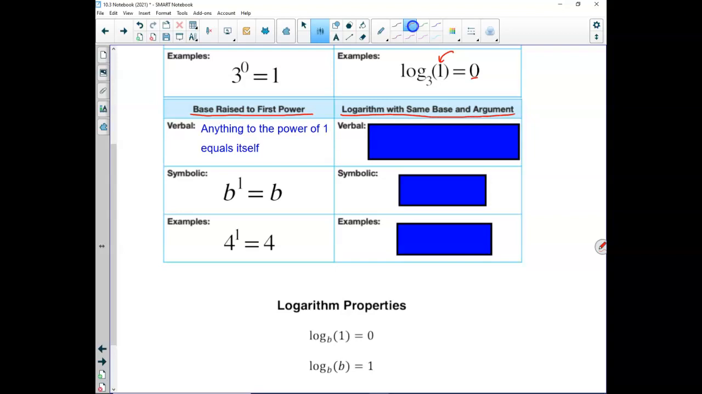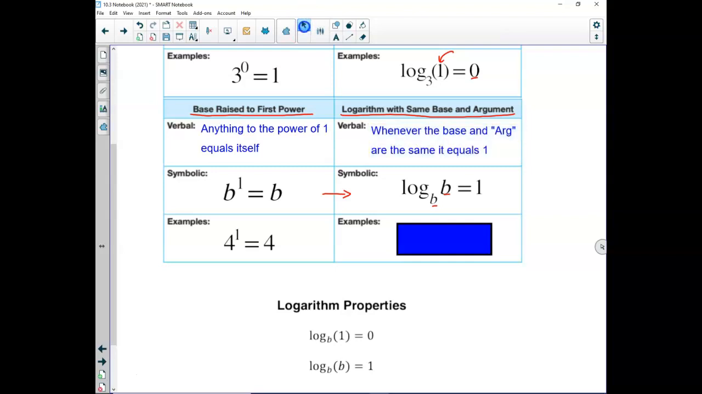If you rewrite this, base raised to the first power, logarithms with the same base and argument, that's what it looks like over here. A logarithm with the same base and the same argument, or result as we called it before, anytime those are the same, that logarithm is going to equal 1. It's a very special property of a log. Whenever the base and argument are the same, it equals 1.